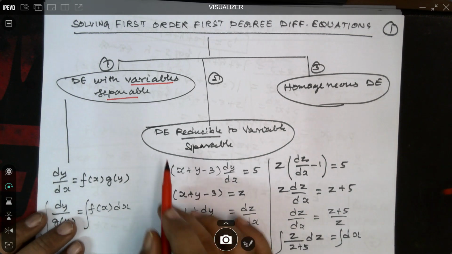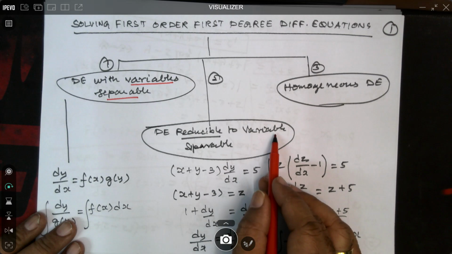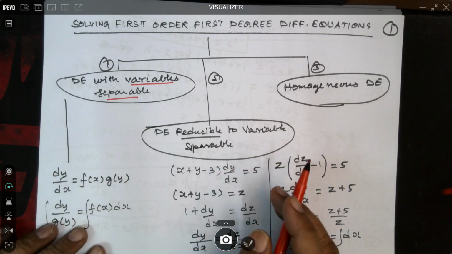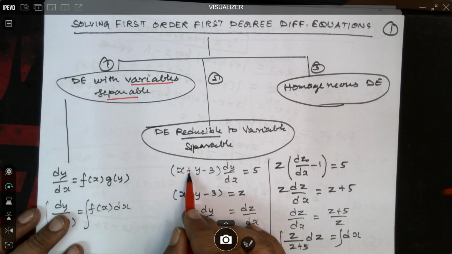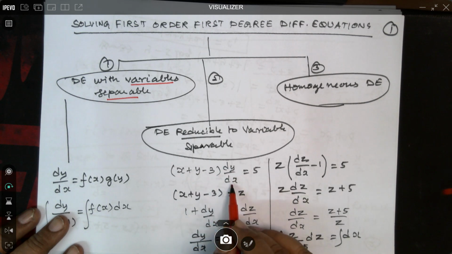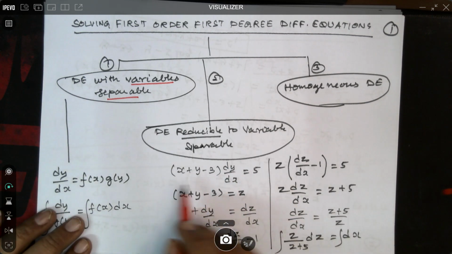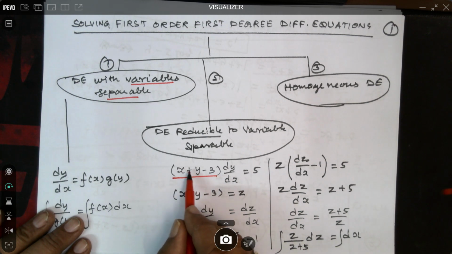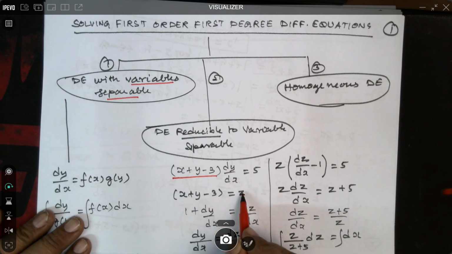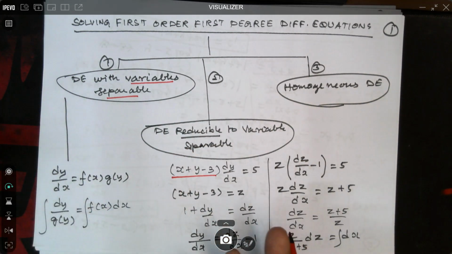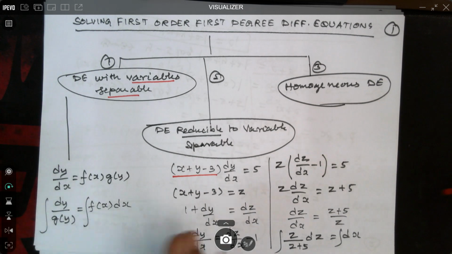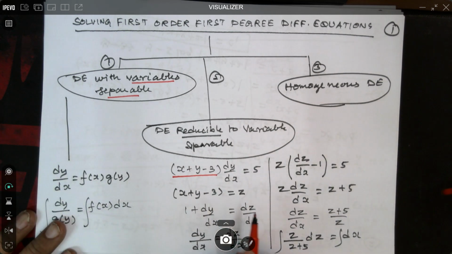Second type is differential equation reducible to variable separable form. Now let me explain this with an example. Let us consider x plus y minus 3 of dy by dx is equal to 5. Now we can replace this x plus y minus 3 by z. So we can substitute x plus y minus 3 by z. That is, we are bringing a third variable and thereby we will try to isolate into two variables. Now x plus y minus 3 is equal to z.